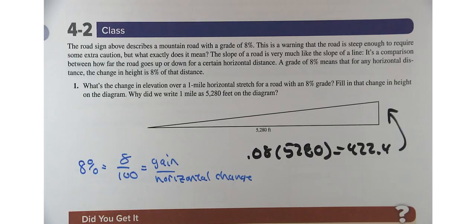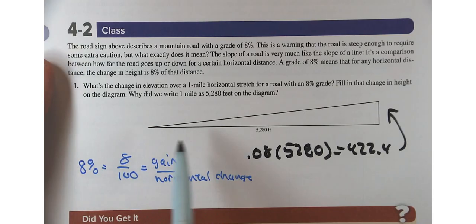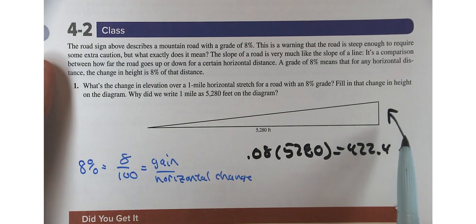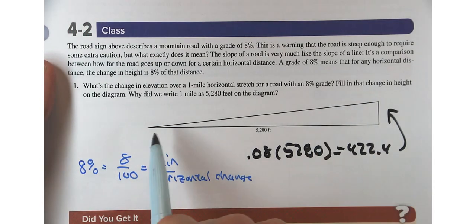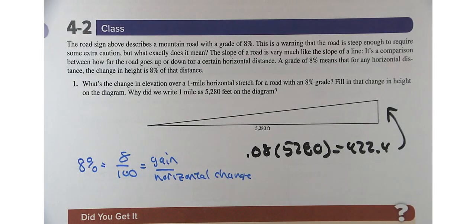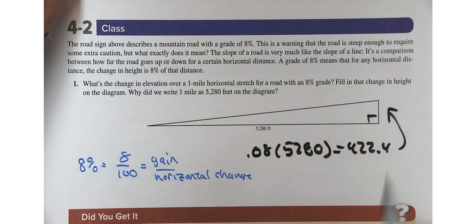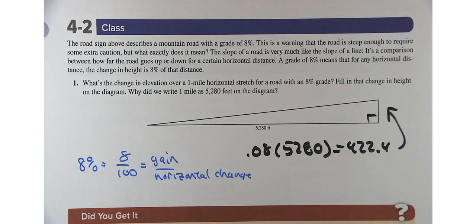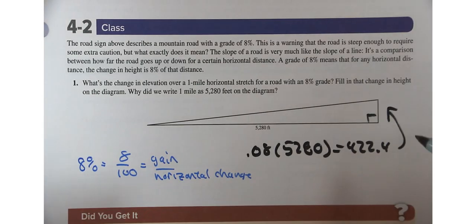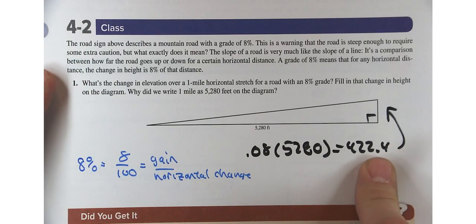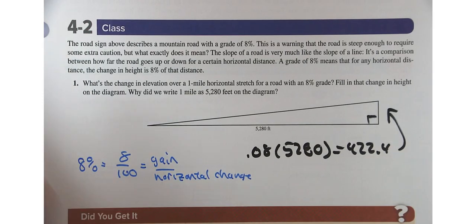Now, I think that the question that the book gets at is, wait a minute, you don't drive horizontally and then move up vertically. You're going to drive along this side here. By the way, what is that side called? Does anyone know? What's the length of the longest side there? It's called the hypotenuse. And maybe I'll talk a little bit about that in just a minute. But for now, you're going to gain about 422.4 feet in altitude.